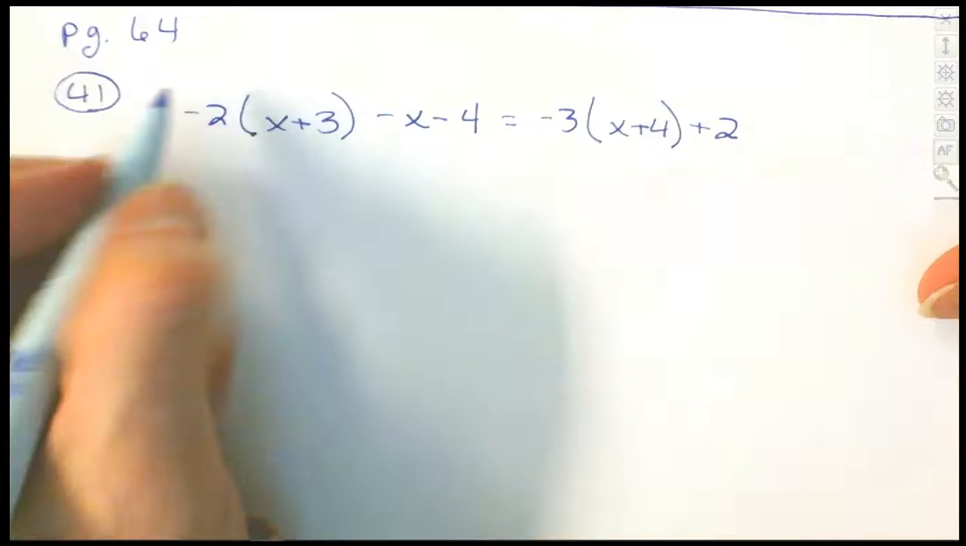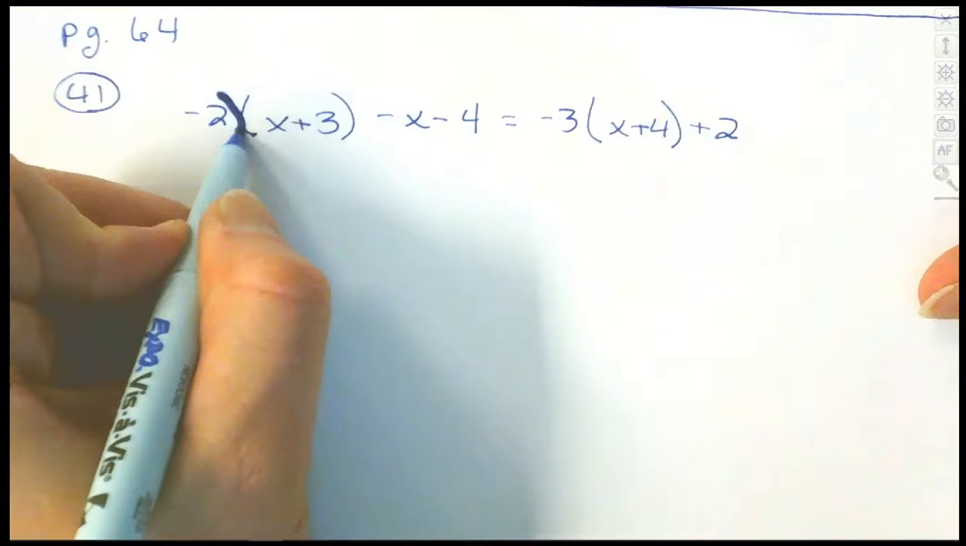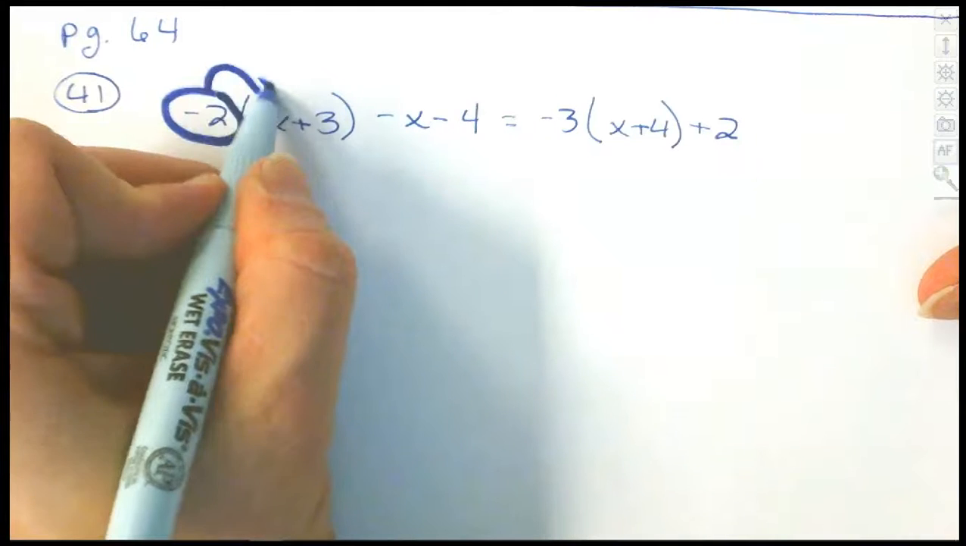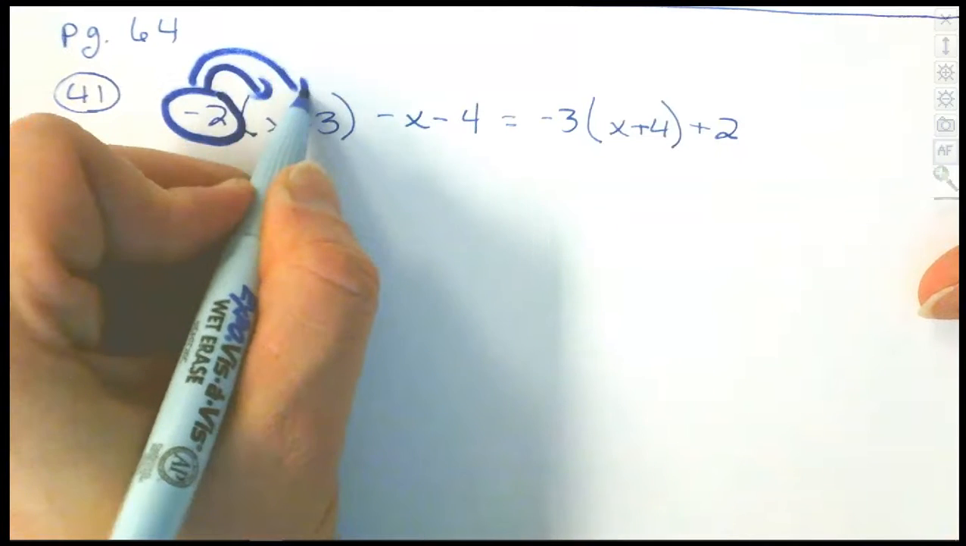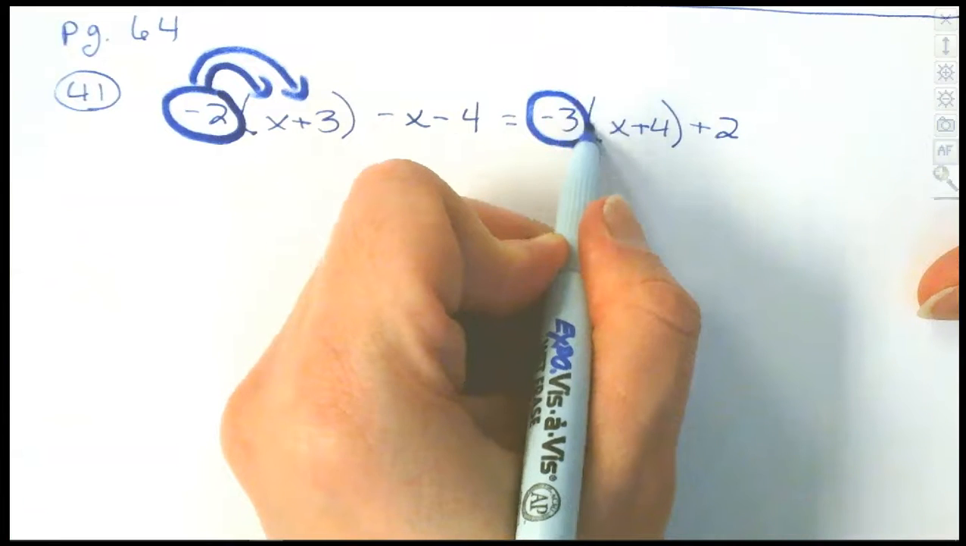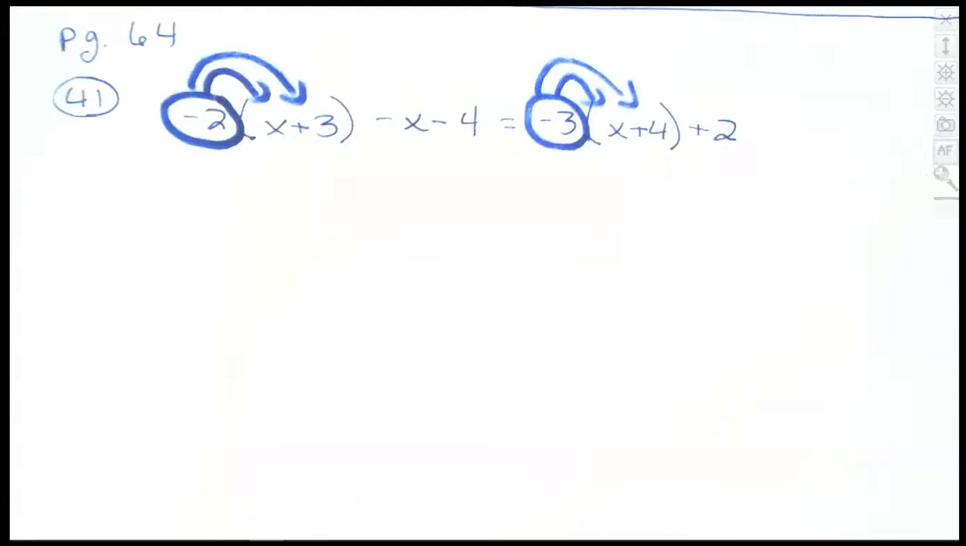First thing we do is we distribute through. Now, whenever we have a negative in front, I like to circle it. That way I remember that I'm not just multiplying it by a 2, I'm multiplying it by a negative 2. It's small things like that where students might make a mistake. So that negative goes through. So be very, very careful with the small details like that.